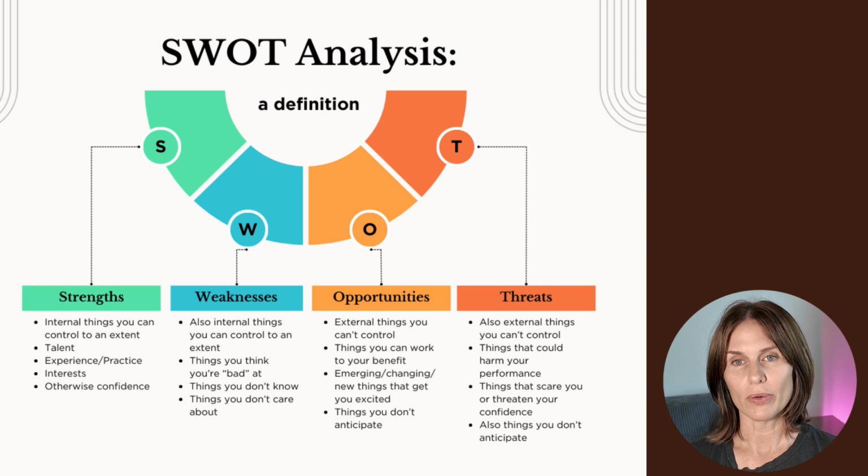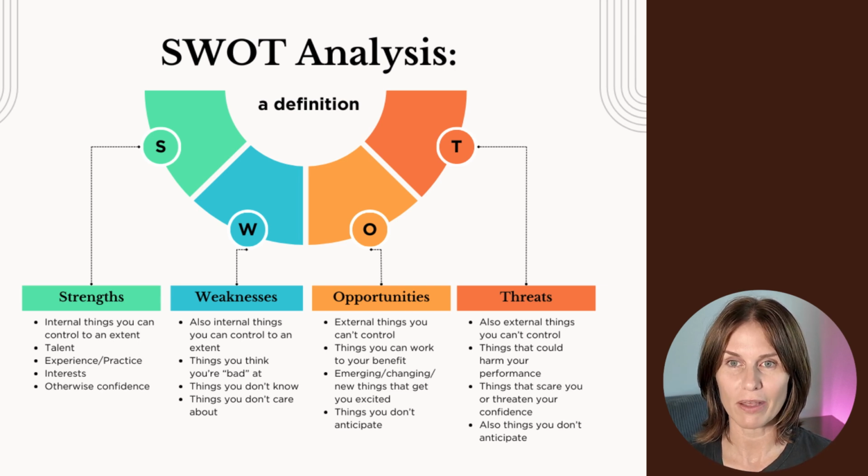Third, we have the O in SWOT, opportunities. These are external things you can't control, but you can work with them to your advantage. They might also be emergent, changing, or new things related to your goal that you're actually excited about learning or delving into. As such, they may or may not be things you anticipate.